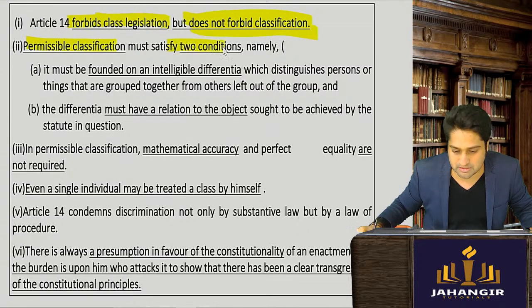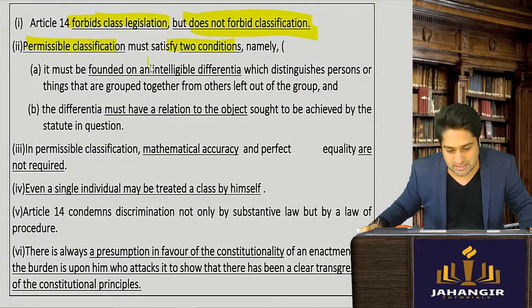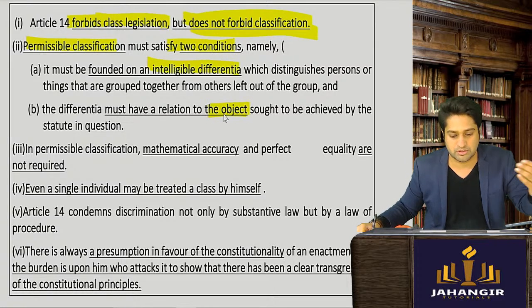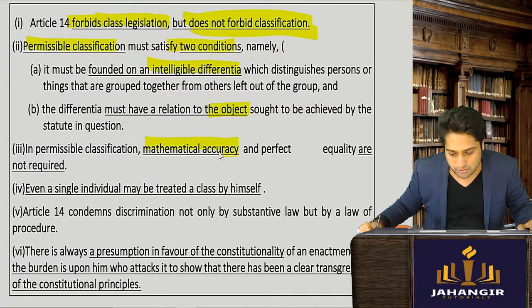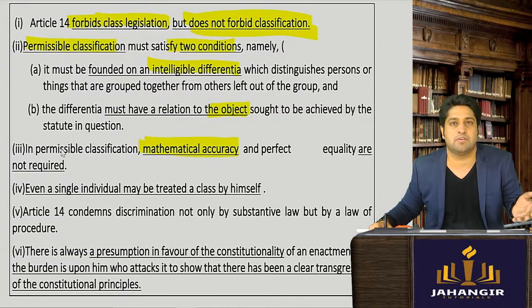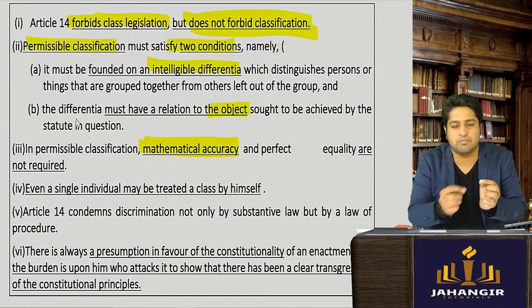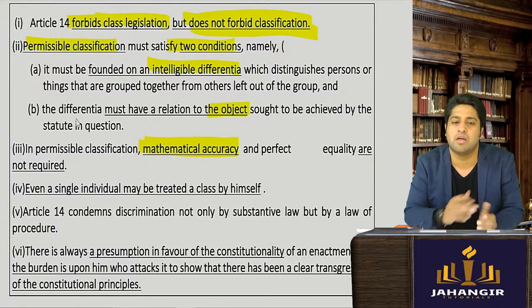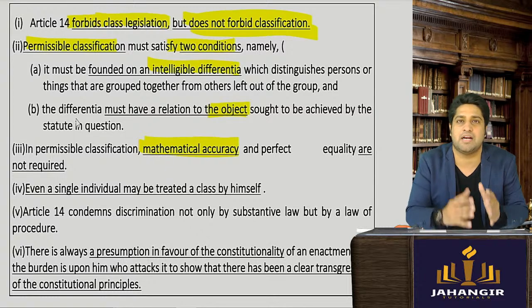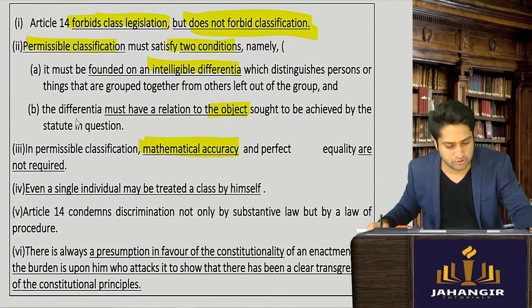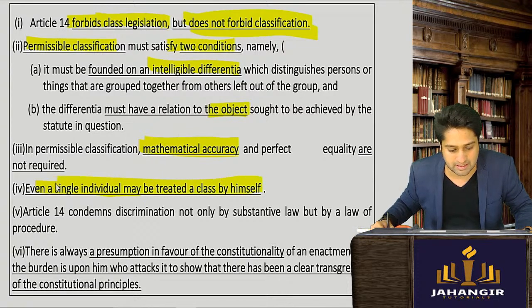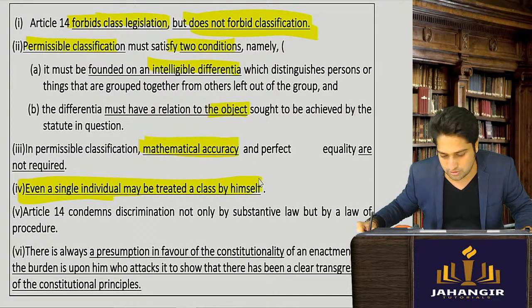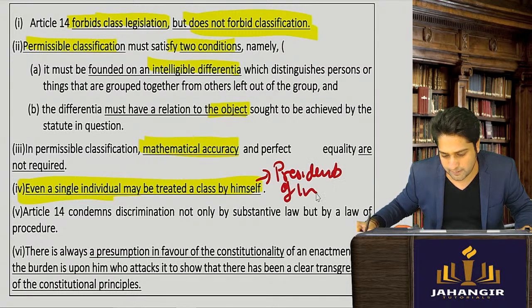Permissible classification must satisfy two conditions: intelligent differentia and an object to achieve. Now, mathematical accuracy cannot be achieved where we say that segregation should be done. With maths, you cannot show this. A reasonable, understandable, popular sense can be used. Even a single individual may be treated as a class by himself. For example, the President of India.